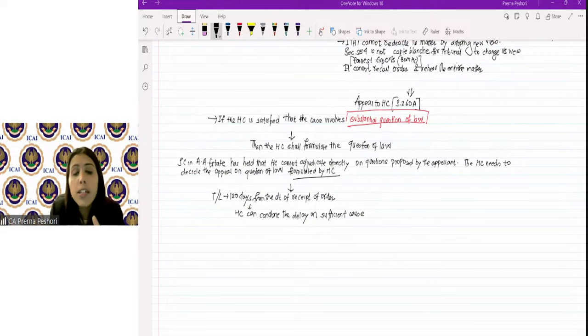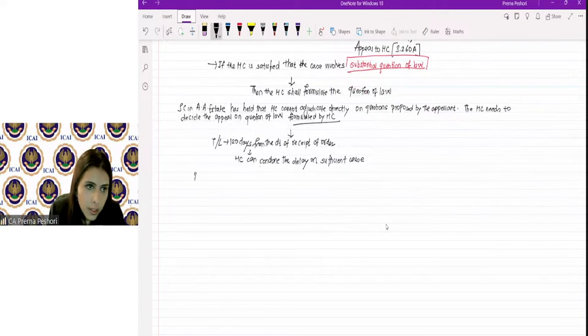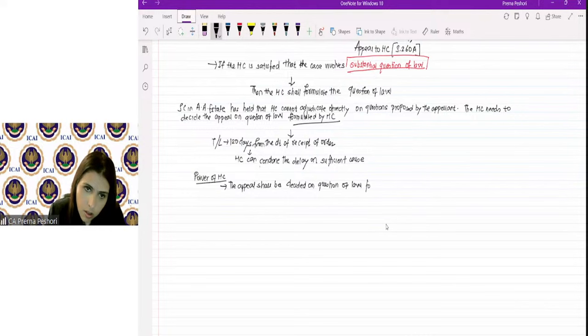Are we clear? And the High Court also has the power to determine the issues which have not only been wrongly determined by the ITAT, but also the issues which are not determined by the ITAT. So basically, you can write the power of the High Court: the appeal shall be decided on the question of law formulated by the High Court.